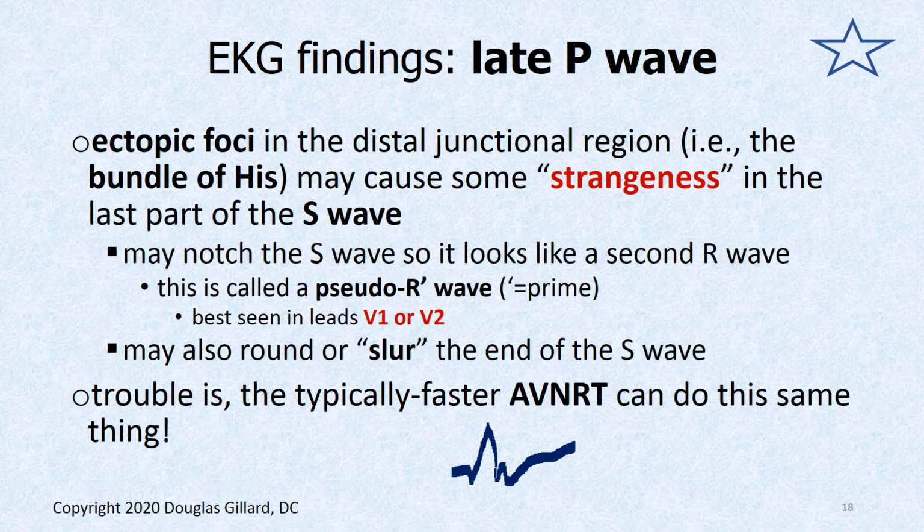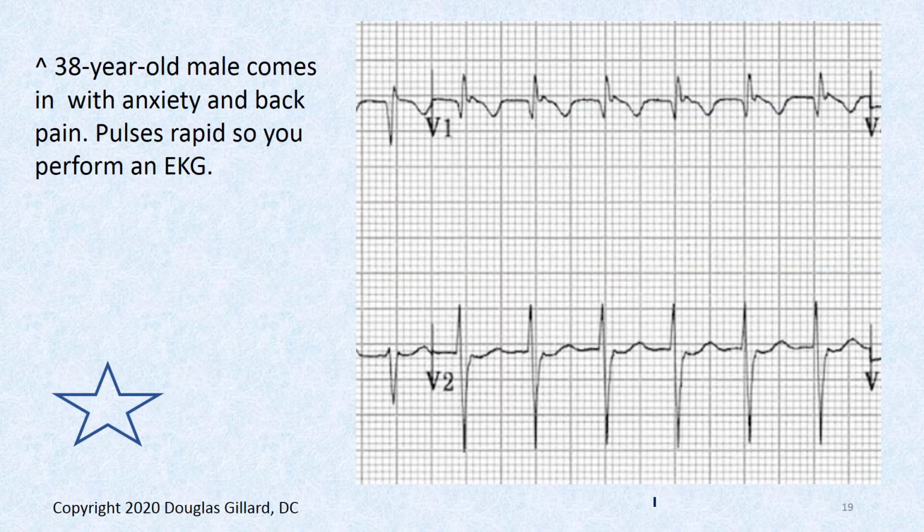Sometimes it can slur that S wave, where we'll leave the Q wave off. So here's the R, and the S gets slurred like that, and I exaggerate it. And there's the P wave. So you get this weird slurring of the S wave. That's another sign. But guess who else can do that? AV-NRT can do the same thing. So it can make it very difficult.